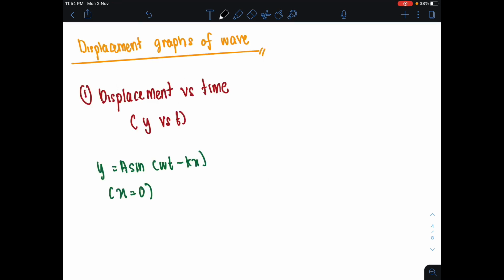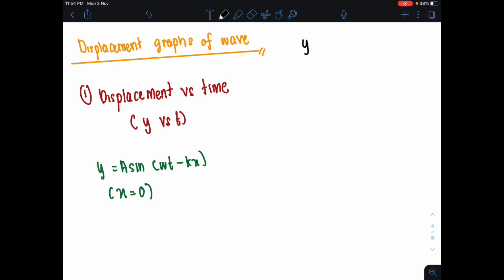Okay, now we are going to proceed with the displacement graph of a wave. We are also going to plot graphs in this chapter for our equation. As I've mentioned in chapter 9, every graph that we sketch must have an equation. Maksudnya kena ada nama dia, betul tak? Baru kita boleh describe kawan tu. So the same thing happens in your chapter 10.